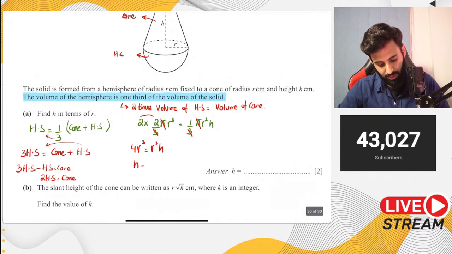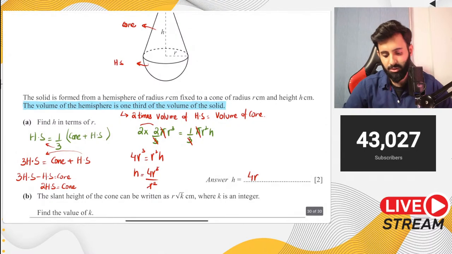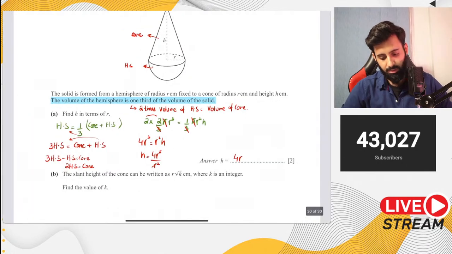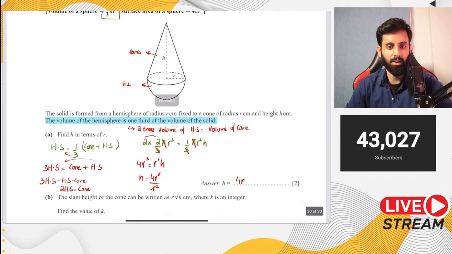Make h the subject, so you have 4r cube upon r square. So the r square gets cancelled against the r cube, and now the height equals what? The height equals 4r. Okay, now take a good look at what I've done. Let me know if you have any questions.